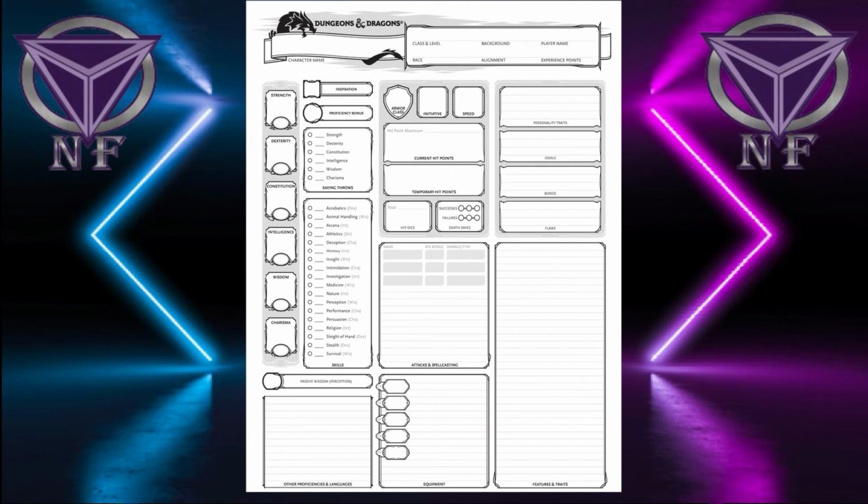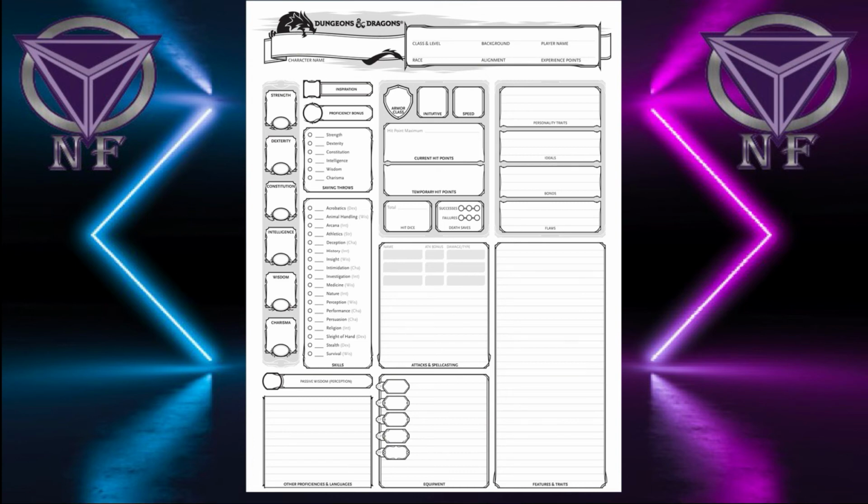To the left of that, you're going to see your proficiencies and languages. What languages do your characters speak? What type of proficiencies do they have? Are they proficient in heavy armor? Are they proficient in shields? You're going to put all of that down here. So if the DM says, hey, are you proficient in that? You can just look down and say, yes, I am, or no, I'm not.